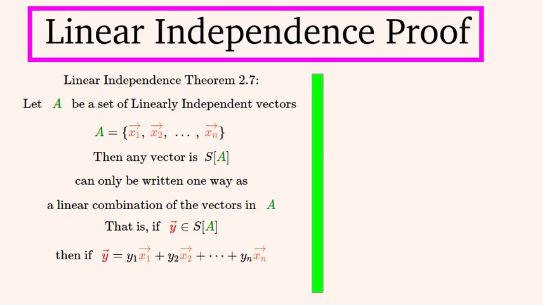Then y can be written as a linear combination of the vectors in A. Here is an example of what it can be. y1 to yn are real numbers that, when used as coefficients of the vectors in A, produce the vector y like this. And these coefficients are unique. We can't have another set of coefficients that can be added together to make the same vector y.